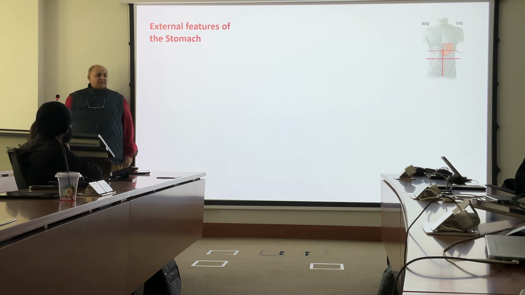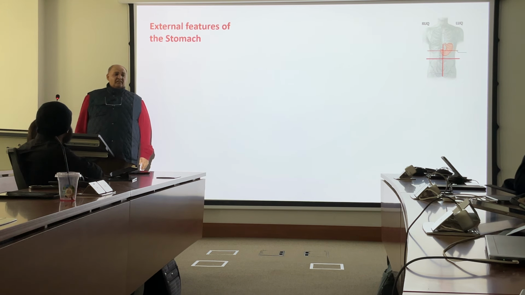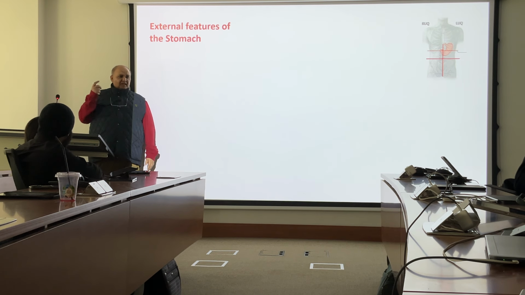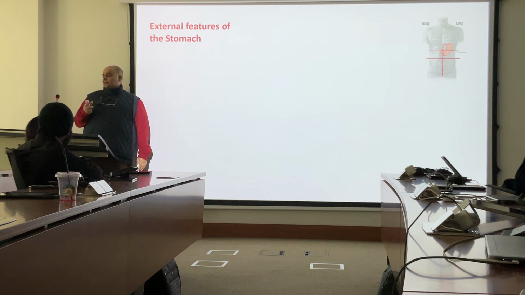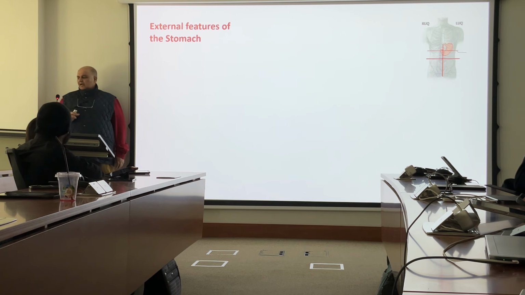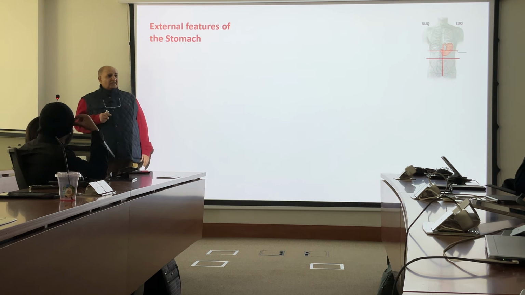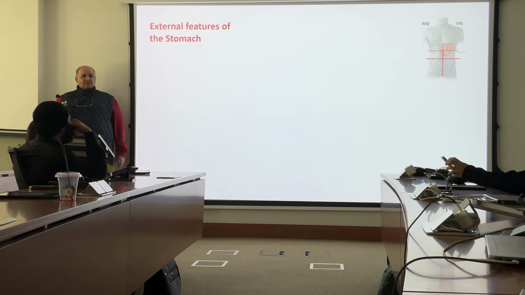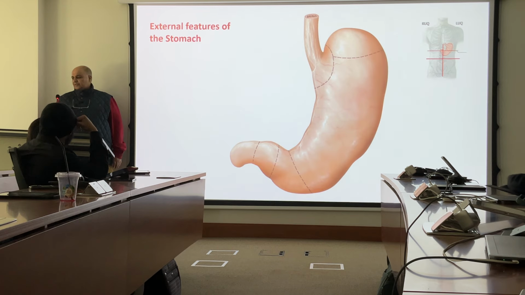Now we know our stomach. It lives in the right upper quadrant, right hypochondrium. Make sense? Across the transpyloric plane, left hypochondrium, transpyloric plane. So this is the location for the stomach.